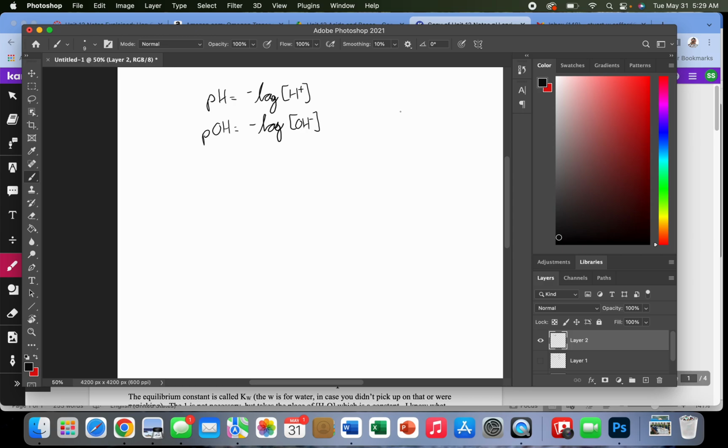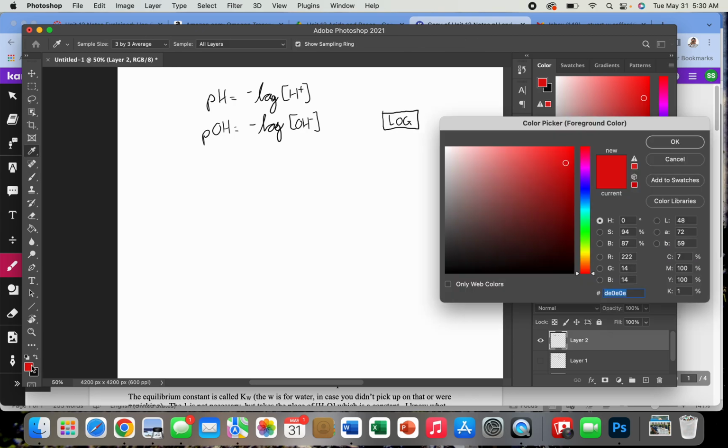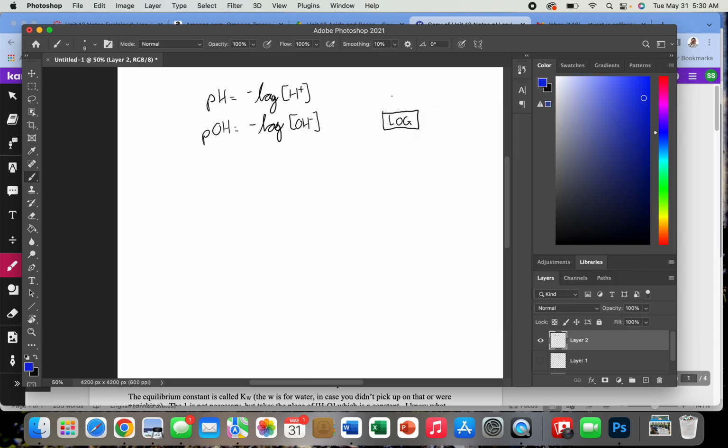If you were to look at your calculator, you would find a button on it that says log. And right above it, it would say, in little blue writing, and maybe we'll even make it blue so we can mimic reality, 10 to the x, in little writing.